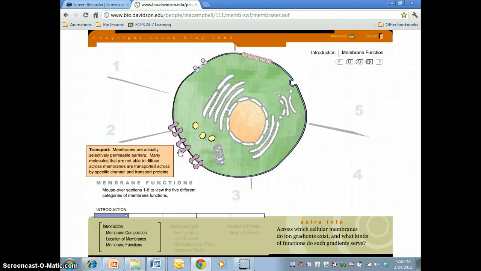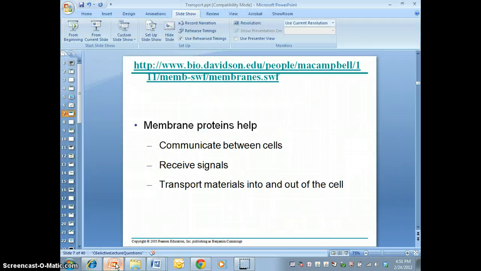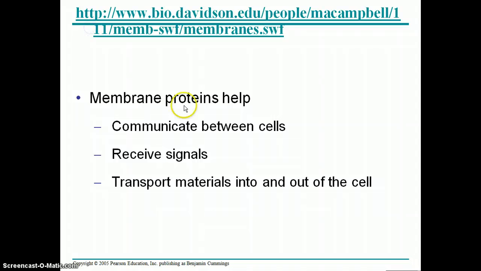Okay, and really important, okay, those big molecules like the glucose, okay, they have to get in somehow, right? We want the food to get in, so the proteins are really important in transporting things through the cell membrane. Sometimes bringing things in is shown here, but also getting things out. Okay, so here are the three things: communicate between cells, receive signals, and transport materials into and out of the cell. Okay, that's it for today.